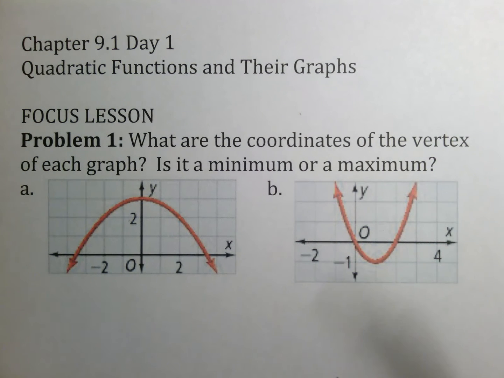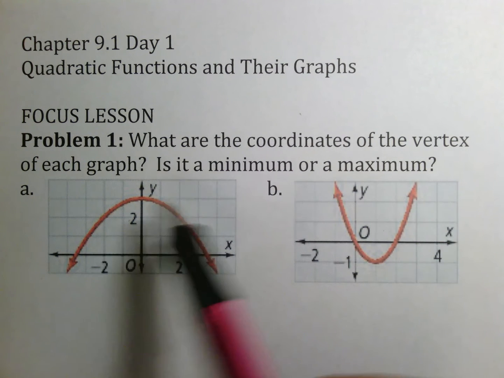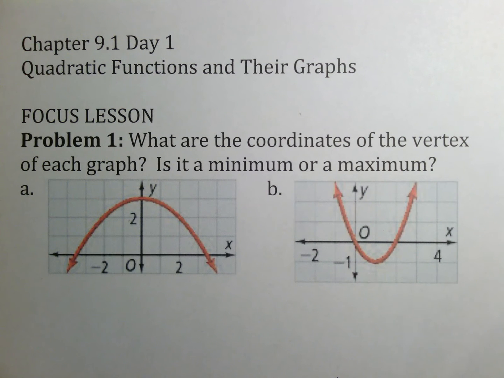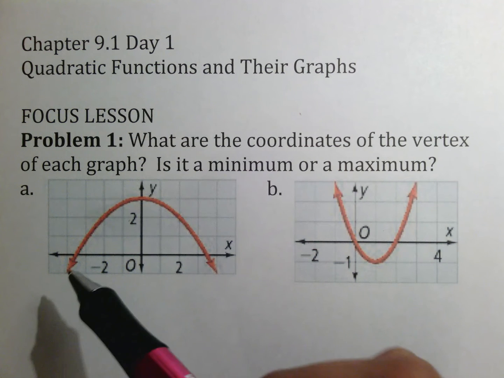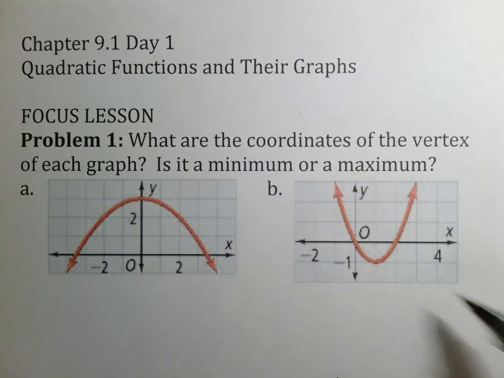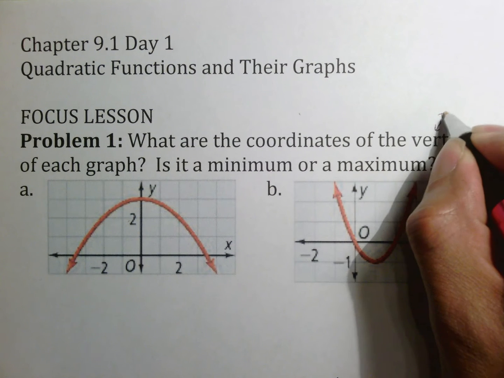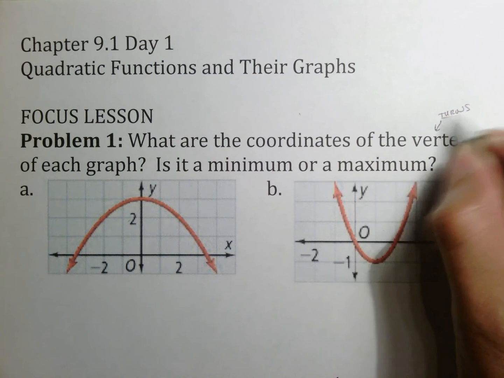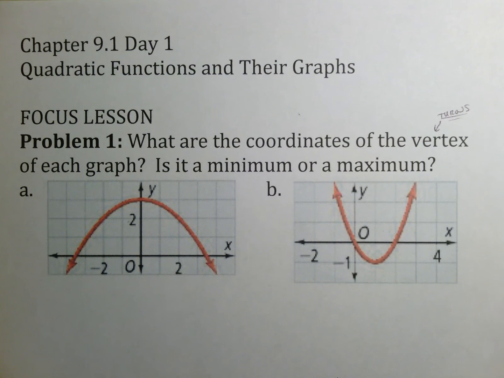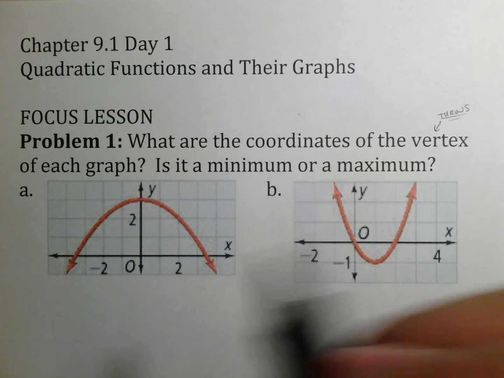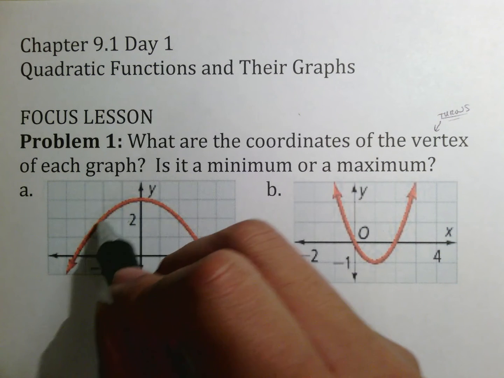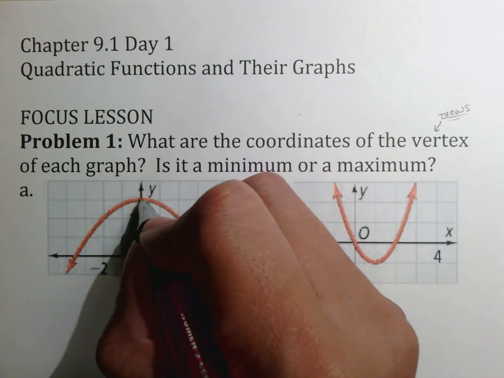The first thing we're going to learn is that this shape, whenever it's shaped like a U, is called a parabola. We're going to talk about that more as we go, but these are both parabolas. The one thing about parabolas is that they go up and come down, or they go down and then come up. The vertex is the point where it turns from going up to going down, or from going down to going up. It's pretty easy to identify because it's like the top or bottom of the hill.